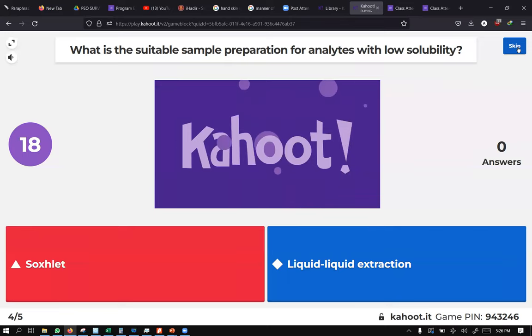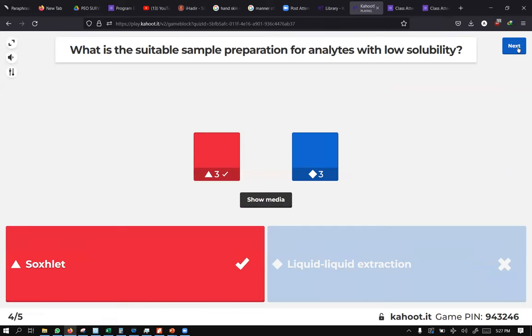What is the suitable sample preparation for analytes with low solubility? The keyword here is low solubility. The sample preparation for an analyte with low solubility is Soxhlet extraction, because it is a continuous extraction method which can help to pre-concentrate the sample. With liquid-liquid extraction, a low-solubility analyte won't get extracted well. So you need a continuous extraction method such as Soxhlet. Or you can choose SPE, because the analyte gets adsorbed by the adsorbent, but not liquid-liquid extraction.